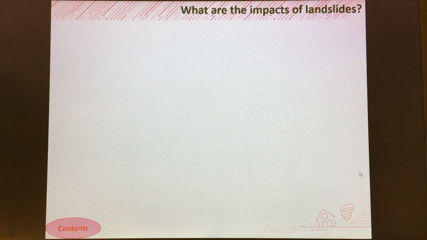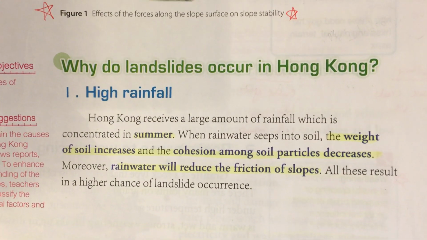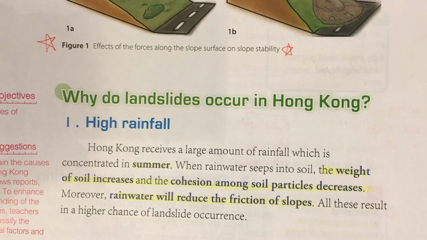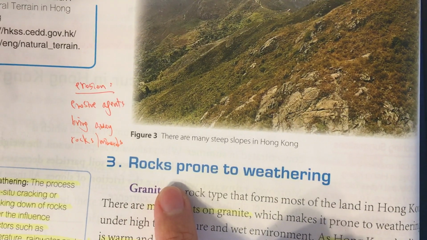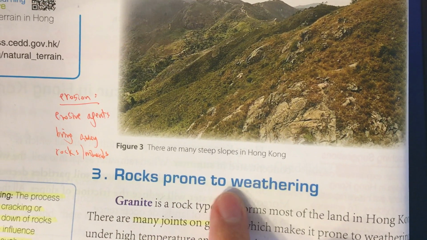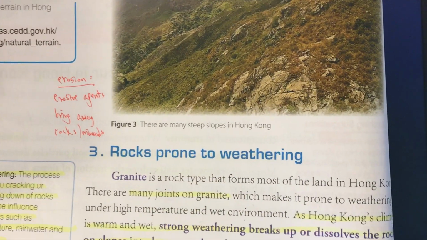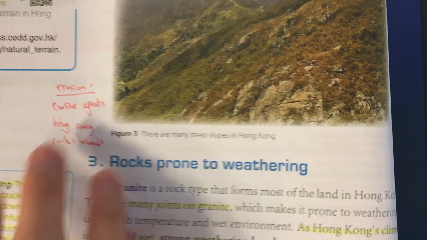Also, last week we talked about the different factors leading to landslide. From page 19 to page 21, we talked about three natural factors, including high rainfall, the steep slope, and also the granites. The granites, which are one of the major rock types in Hong Kong, are prone to weathering, easily weathered, which causes loose soil. So last time we talked about three natural factors leading to landslide.